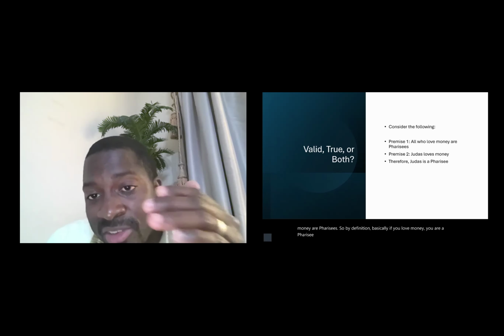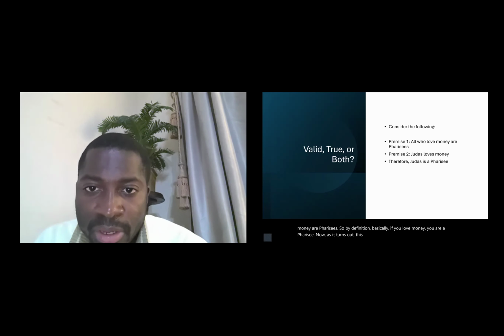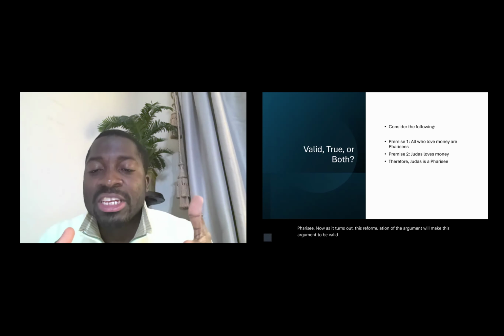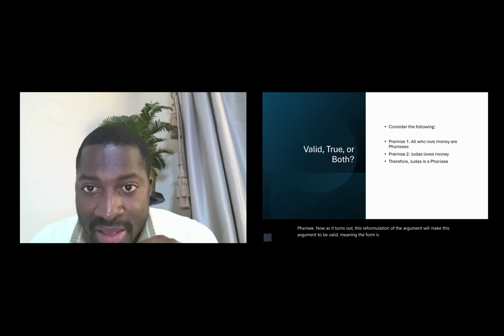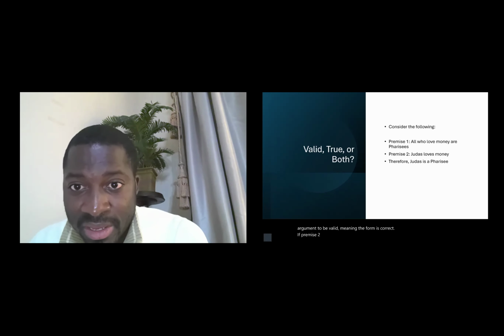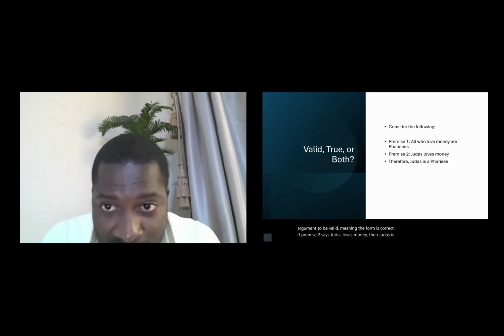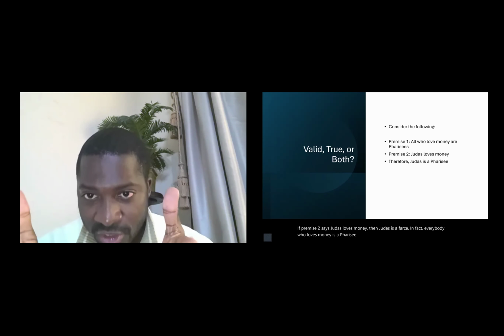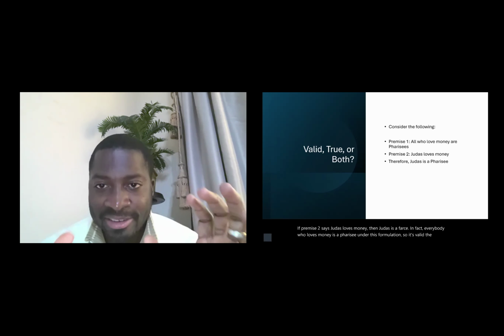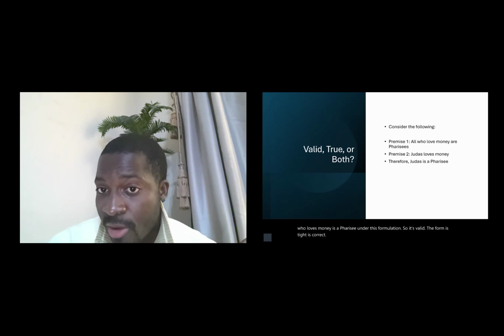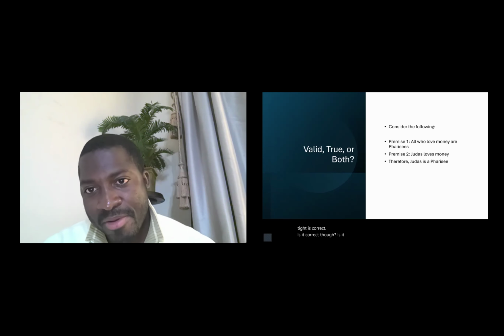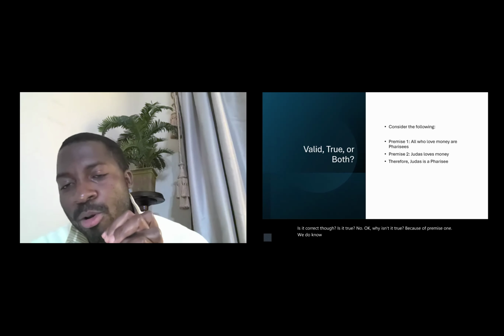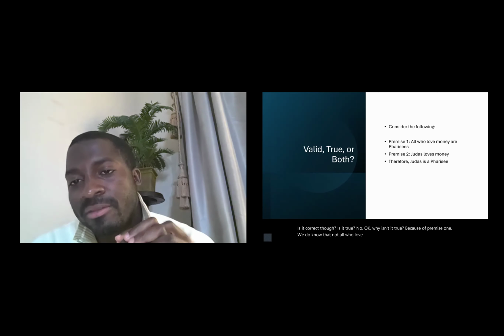Now, as it turns out, this reformulation of the argument will make this argument to be valid, meaning the form is correct. Okay? If premise two says Judas loves money, then Judas is a Pharisee. In fact, everybody who loves money is a Pharisee under this formulation. So it's valid. The form is tight, it's correct. Is it correct though? Is it true? No. Okay, why isn't it true? Because of premise one. We do know that not all who love money are, in fact, Pharisees.